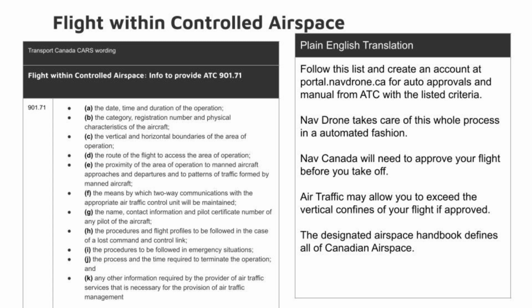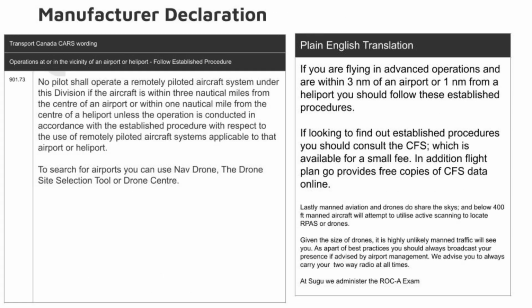Nav Canada will need to approve your flight before you take off. Air traffic control may allow you to exceed this if your flight is approved. The designated airspace handbook defines all of this for Canadian airspace, aside from the actual NavDrone, of course.